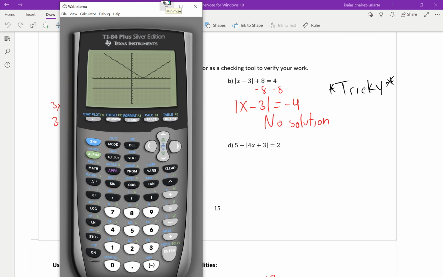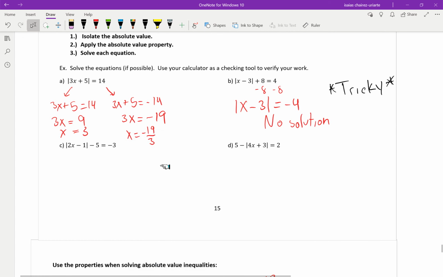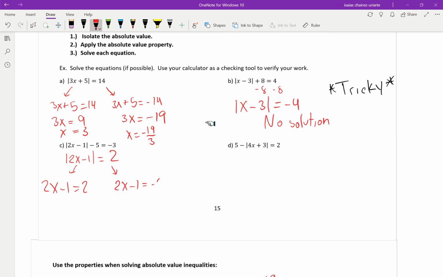Okay, so let's solve the third one. For the third one, I have the absolute value of 2x minus 1 equals, if I add 5 to both sides, then I would have -3 plus 5, and that's 2. Alright, this is not a tricky situation. This is okay, because it's positive over here. So this splits up into two equations. One of them says 2x minus 1 equals 2, and the other equation says 2x minus 1 equals -2.